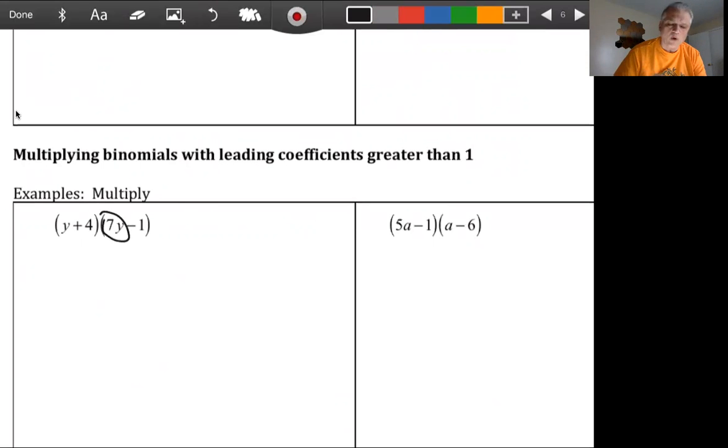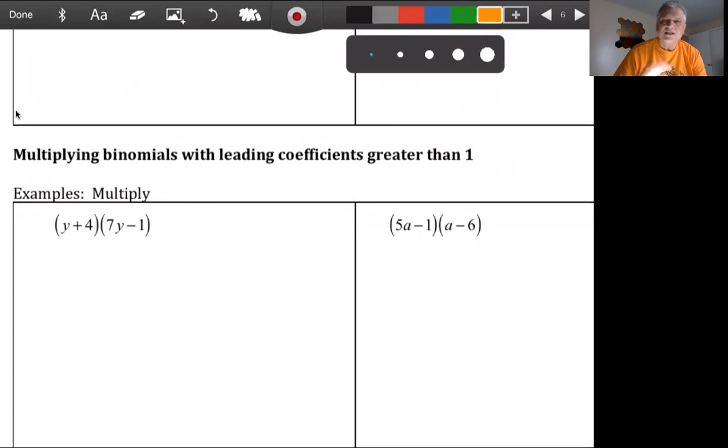The coefficient of y is not always 1. The coefficient of a is not always 1. They throw a 5a in there. Okay? Same questions, same topic, just a little more to think about. But it's more that you've already done in Algebra 1. So with that in mind, let's go right ahead.